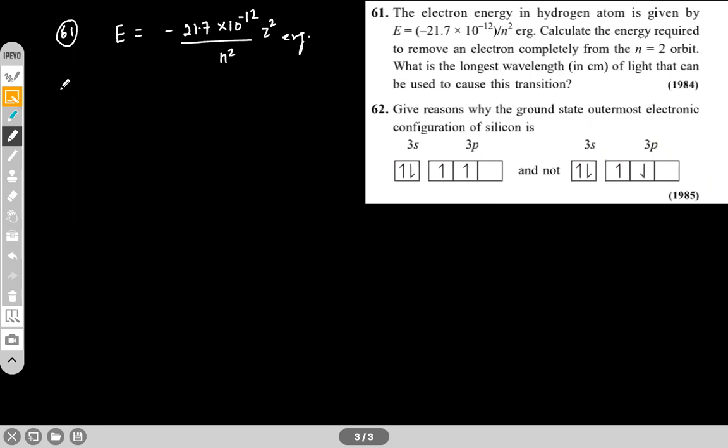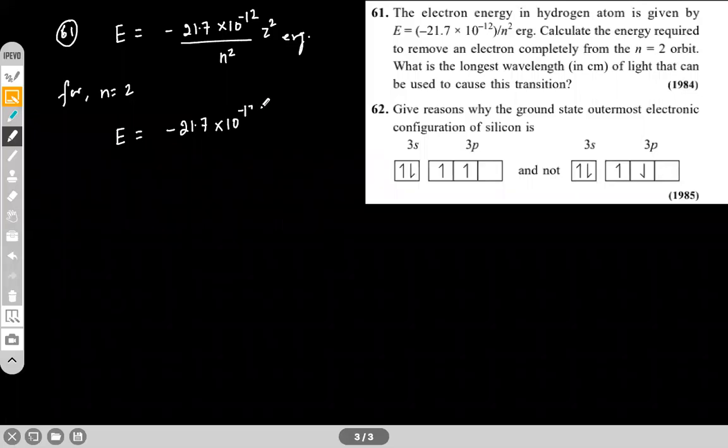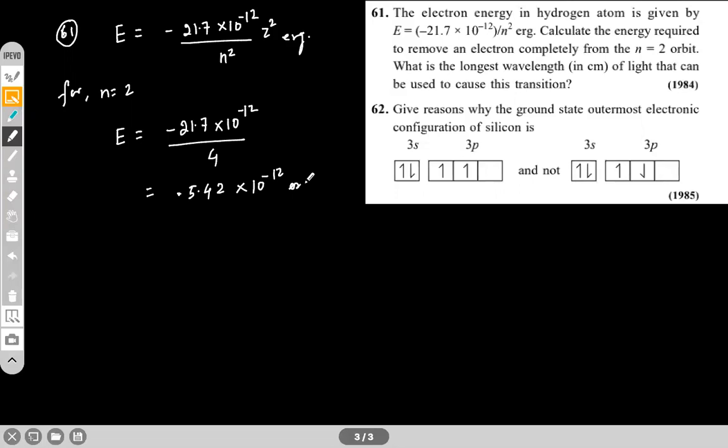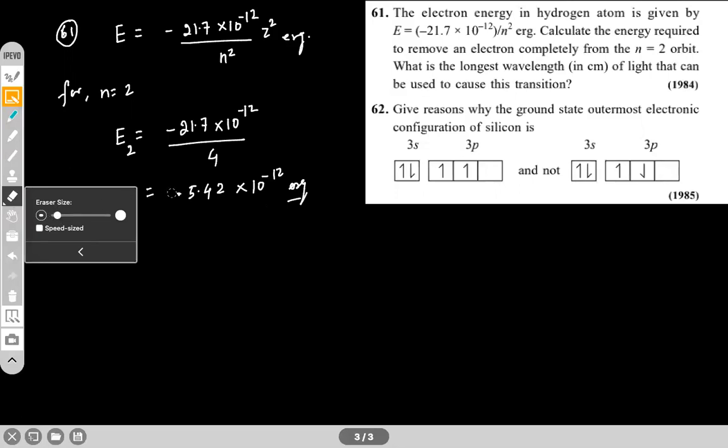So for n equals 2, the energy E is minus 21.7 into 10 to the power minus 12 divided by 4. When you solve this, you'll get approximately minus 5.42 into 10 to the power minus 12 erg. So this is the energy in the second orbit, E2.